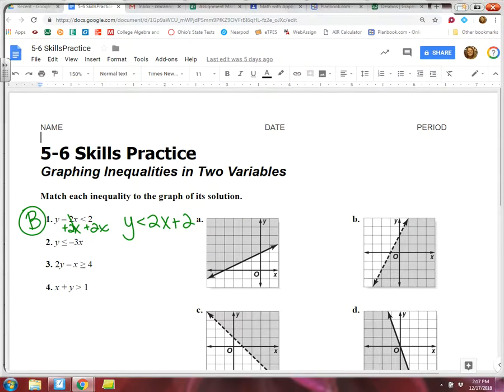Fair enough? You're going to go through and match those. And then the bottom part is you graphing it. Make sure the y is isolated and then you put it on the graph. Do you have any questions for me? No? Okay, the rest of the time is yours. If you do have questions, please ask.